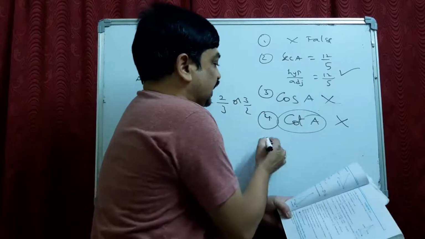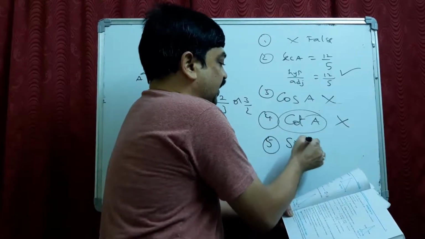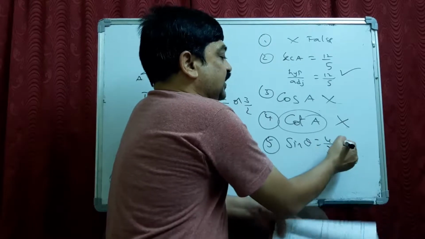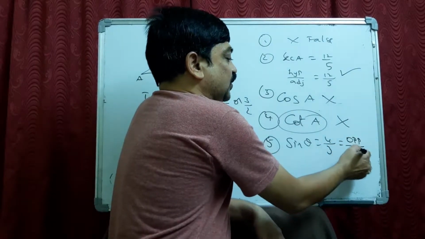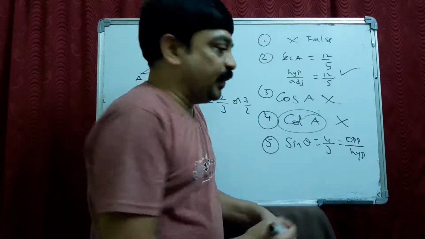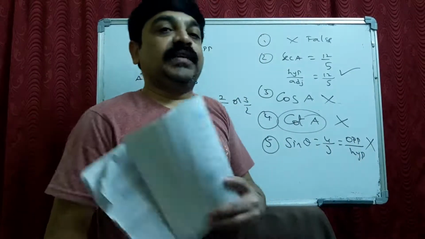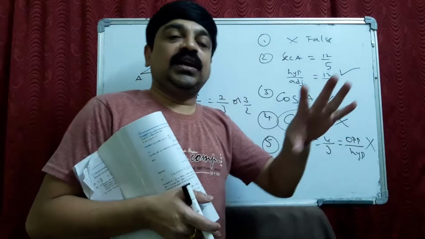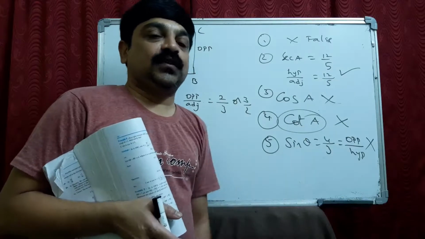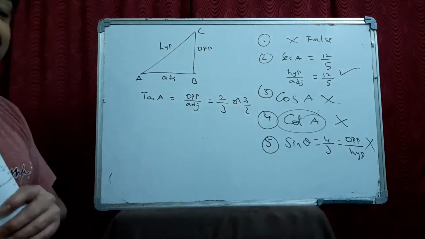Last one: sin theta is equal to 4 by 3. Can it happen? Sin theta means opposite side by hypotenuse. How can the hypotenuse be less than the opposite side? No, it cannot be. So it is false, because the hypotenuse is always the largest side in a right angle triangle, and it can never be less than any of the sides. So it is false. Understand, guys?